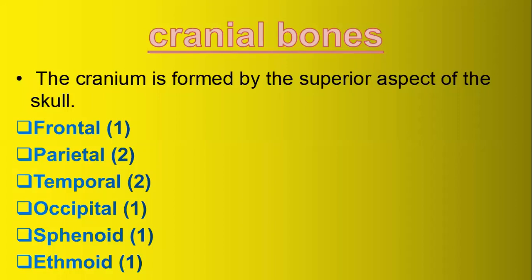Okay, let's proceed. Let's move to the cranial bones. The cranium is formed by the superior aspect of the skull, and we have 8 bones. The first one is the frontal bone, which I'll be discussing during this session. Then we have the parietal bones, which are paired, bringing the number to 2. We have the temporal bones, 2, the occipital bone, 1, the sphenoid bone, 1, and finally the ethmoid bone, 1. These are the bones which form the cranial bones.